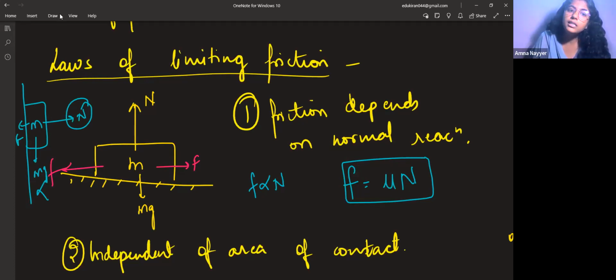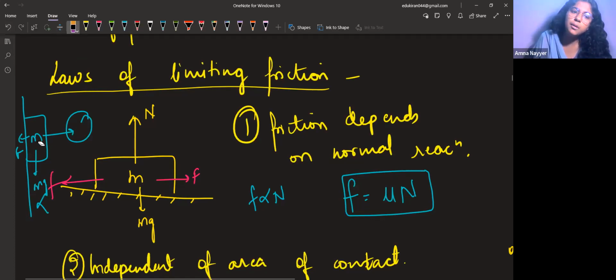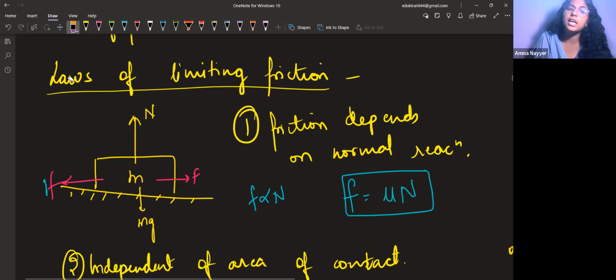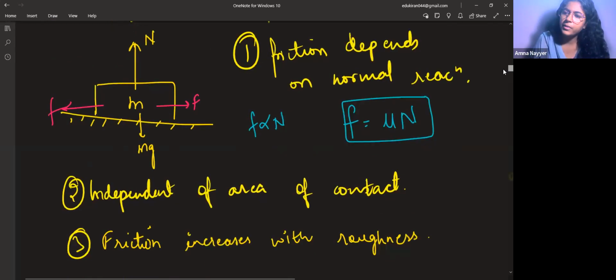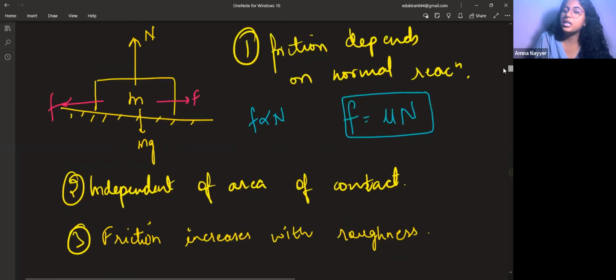So do not learn this, because most students remember the formula of friction as F is equal to mu mg. No, the formula of friction is mu N. Now depending upon the value of N, you can substitute it in to get the value of friction. Okay. So yes, friction depends on normal reaction.